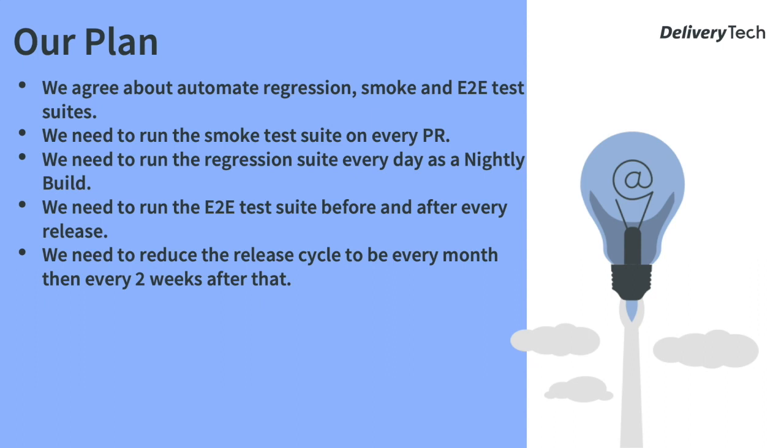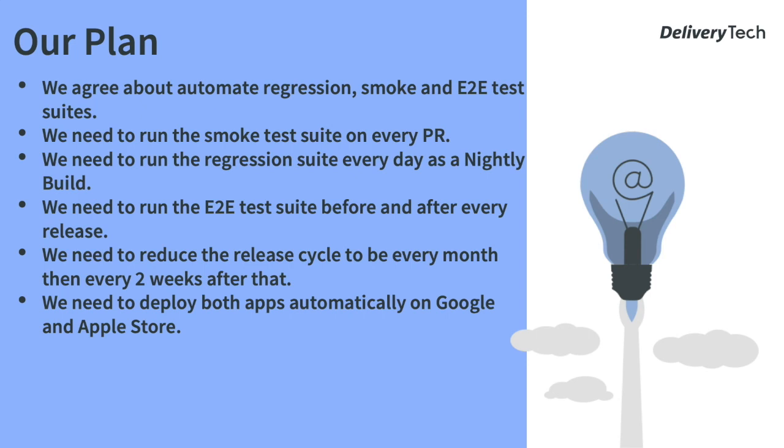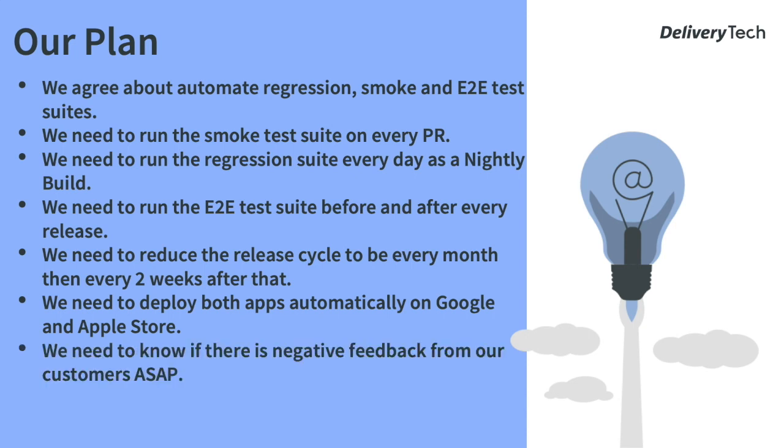Also, because it was the biggest problem, we need to reduce our release cycle to every 1 month, and after that, maybe every 2 weeks. We also need to automate the deployment process to the Google and Apple stores. And one more thing: we need to know immediately about any negative feedback from customers in the stores themselves. So if anyone puts in negative feedback, we need to know as a team that there is negative feedback, and take action on it.